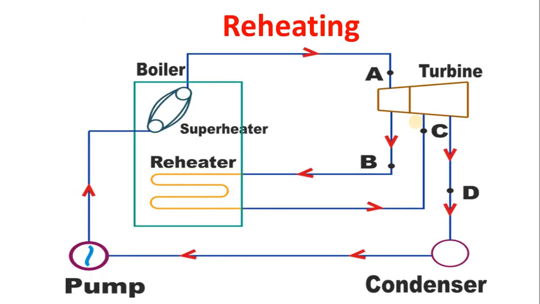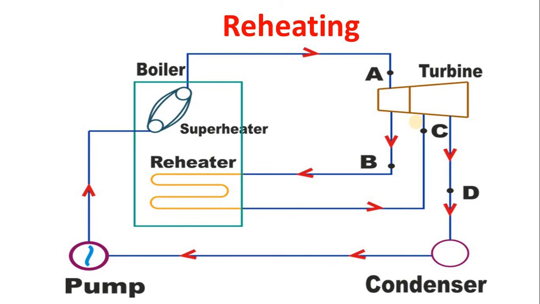So students, now the most important concept is the reheating and regeneration of the steam. This is a modification of the steam power plant. Both methods are used to improve the performance of the boiler as well as the steam power plant. There are many methods to improve the performance and efficiency of the steam power plant, but here I mention specially two, that is reheating as well as regeneration.